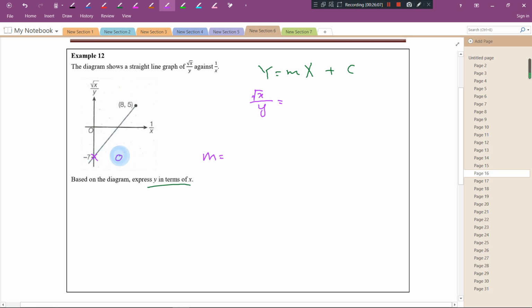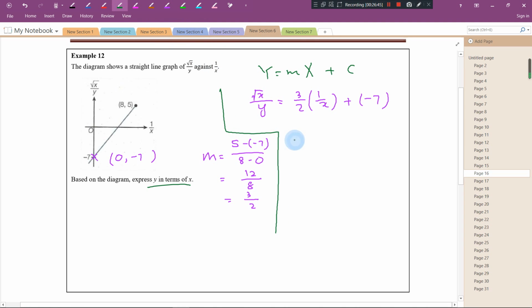This is actually 0, -7, right? Now I use these 2 points to help me to get the gradient. 5 minus -7, 8 minus 0. So this is 12, this is 8. So it would be 3 over 2. So gradient is equal to 3 over 2. X is equal to 1 over x. Plus C. C is -7, right? -7. Okay, so the next thing I want to do is to change the subject, become y.